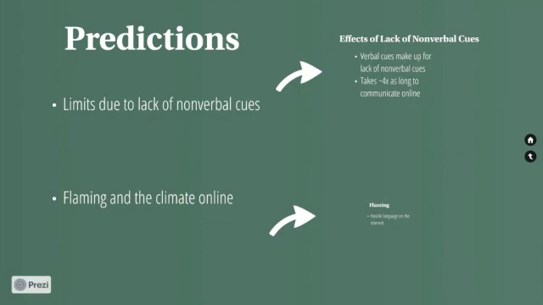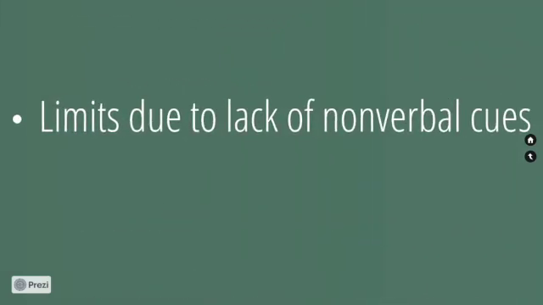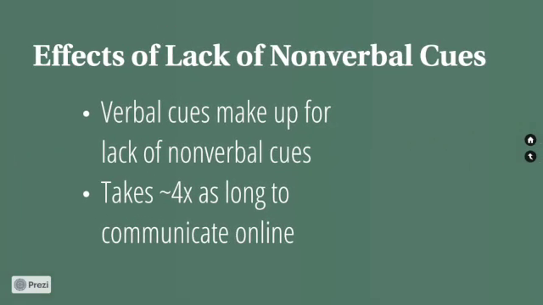Prior to social information processing theory, it was believed that a lack of nonverbal cues would disrupt the process of getting to know someone. It has been found that verbal cues make up for a lack of nonverbal cues. However, it does take about 4 times as long to communicate online as it does face-to-face. For example, let's say that I have an online friend named Hannah. There may be something that I want to talk about with Hannah, but it's going to be a lot easier to talk about over a phone call or in person than typing it out over Instagram.